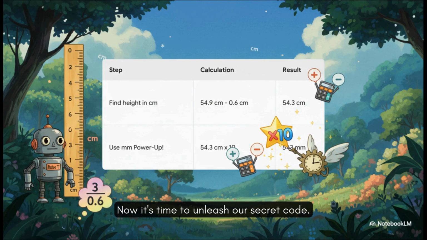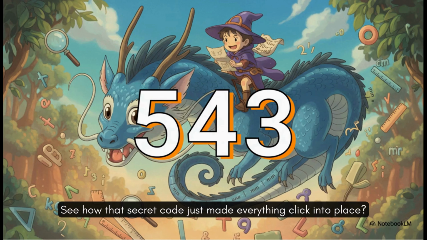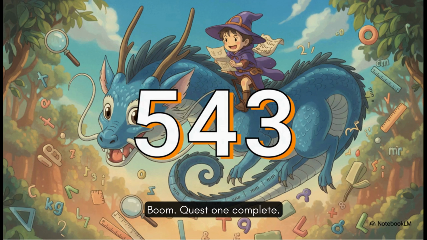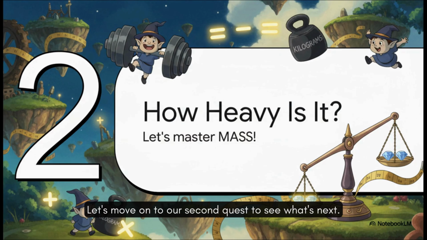Easy, right? Now it's time to unleash our secret code. To get from centimeters to millimeters, we power up and multiply by 10. And the answer is, drumroll please, 543 millimeters. Yes, fantastic work. See how that secret code just made everything click into place? Boom, quest 1 complete. Wow, you totally crushed that first quest. But the adventure isn't over yet. Let's move on to our second quest to see what's next.